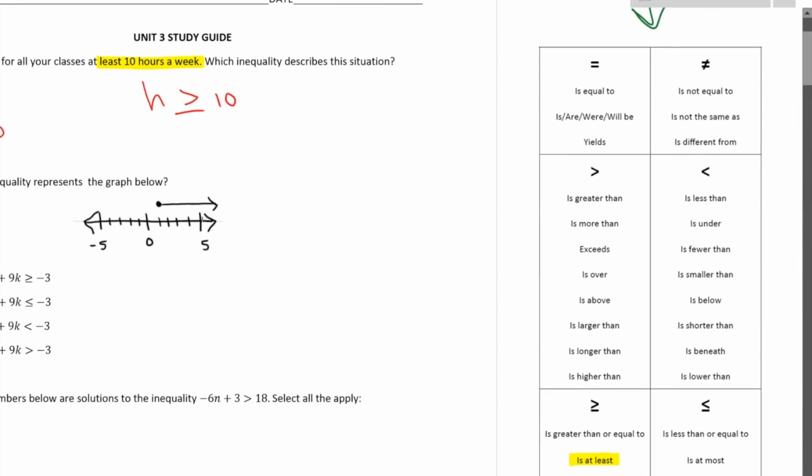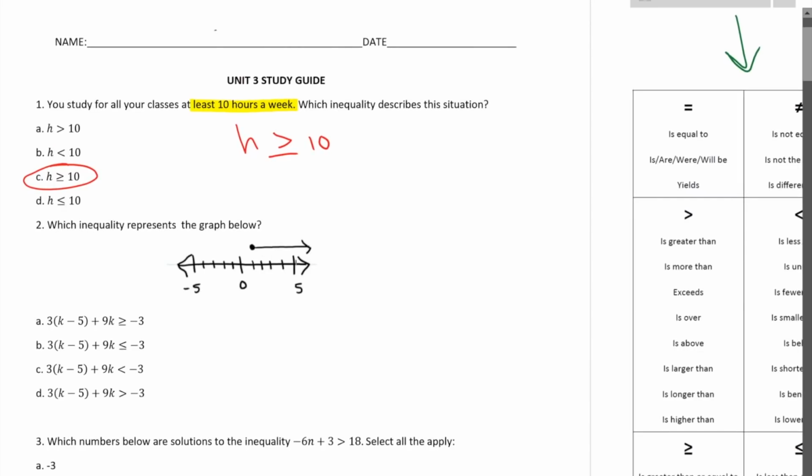How did I do that? I just looked at my little cheat sheet. Another thing you can do if you don't have your cheat sheet: worked at least. Can you work more than 10 hours? Yes. So that means the bigger number, you at least need to work 10 hours. So your bigger number has to be H.